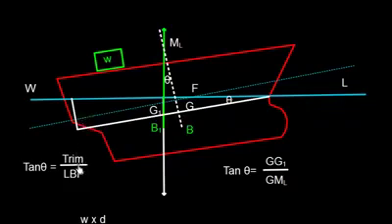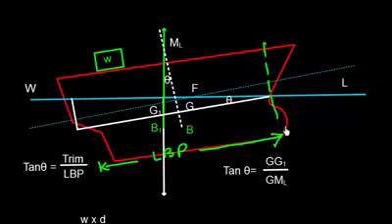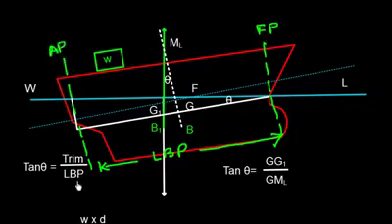So in this triangle we have this relationship that tan theta is equal to trim by LBP. Well, this length is LBP, length between perpendicular. So we have one reference line here which is forward perpendicular. We have another reference line here which is aft perpendicular. So the distance between forward perpendicular and aft perpendicular is length between perpendicular, and this is trim.